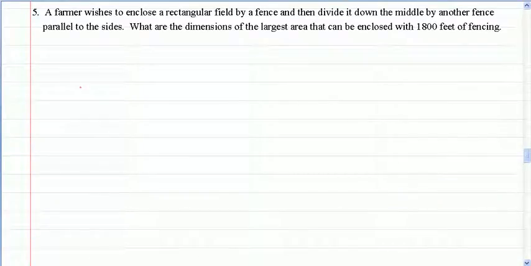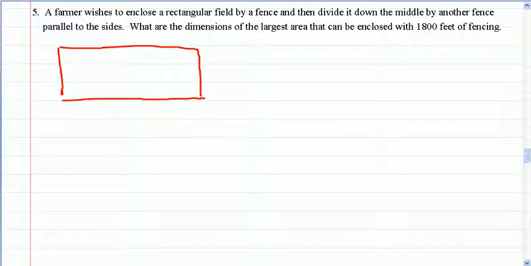For number 5, a farmer wishes to enclose a rectangular field by a fence and then divide it down the middle by another fence parallel to the sides. So let's draw a rectangular field divided down the middle so that we know these two parts and these two parts are all congruent to each other. What are the dimensions of the largest area that can be enclosed with 1,800 feet of fencing?